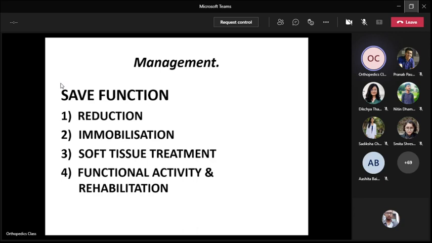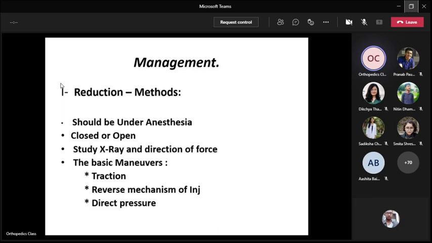So management is 4R: recognition and reduction. Once you have reduced the fracture to its normal position, then you have to retain it, either by cast or by operative means, using implants. Soft tissue treatment is of utmost importance for the healing of the patient. So you have to be very conscious. You shouldn't damage the soft tissue even during surgery. And once you have taken all those precautions, after healing comes functional activity and rehabilitation.